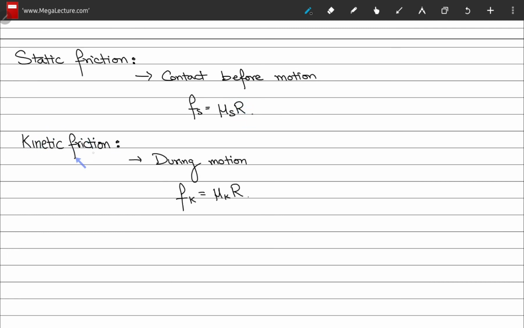Next, we have kinetic friction, and this kinetic friction happens when one of the bodies is moving over another body. Then the friction is known as kinetic friction, which is happening during the motion, right? And so you can write down the kinetic friction as the product of the coefficient of kinetic friction times the reaction force R.